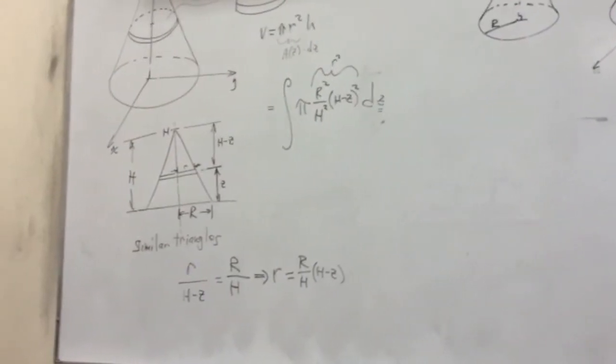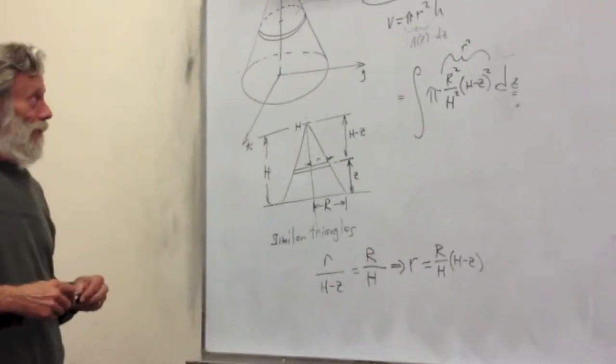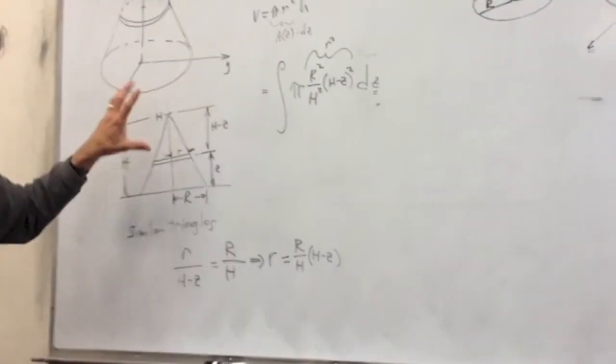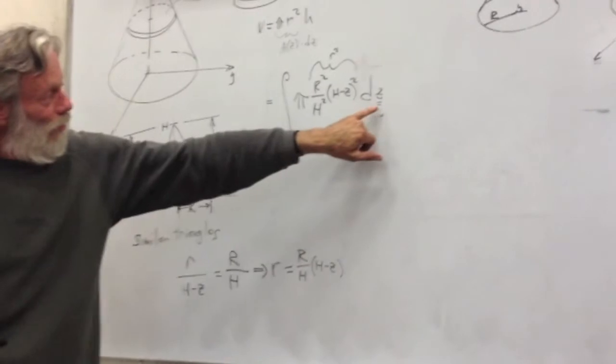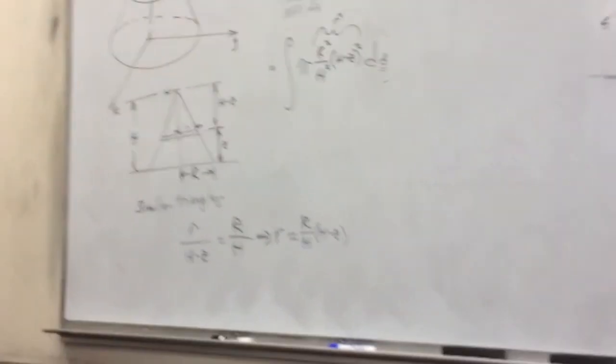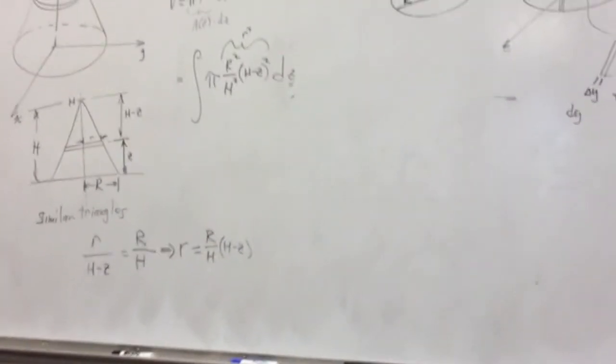It's kind of a typical game that we play. You see it in sort of generic form, and then you ask, how can I get it into the variable that we're integrating with respect to? Often a similar triangle and these sorts of little tricks make a difference.